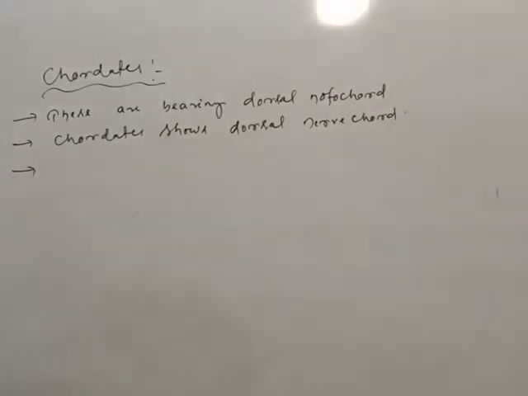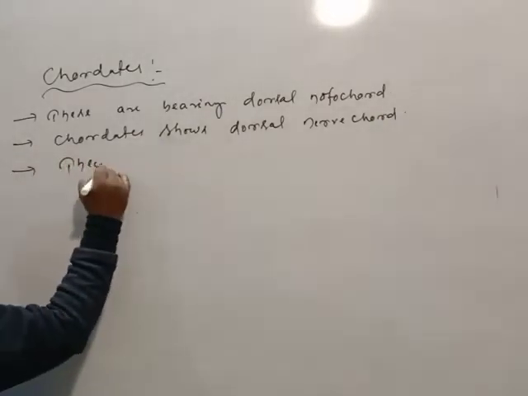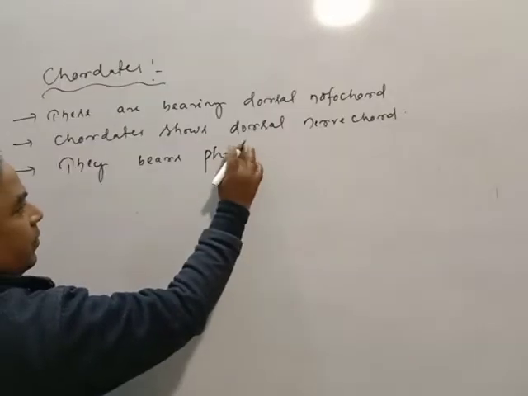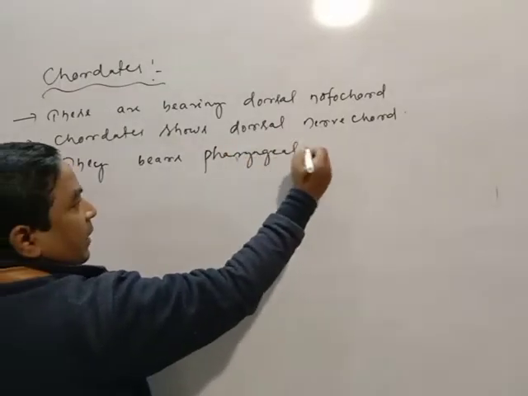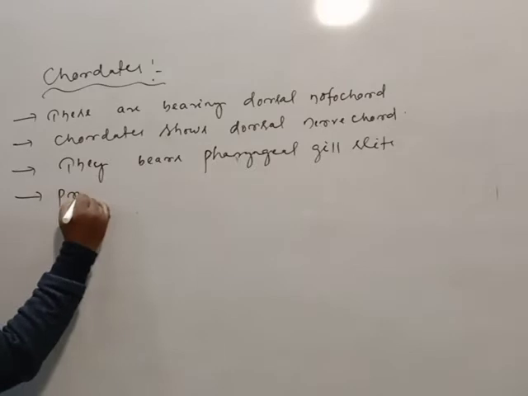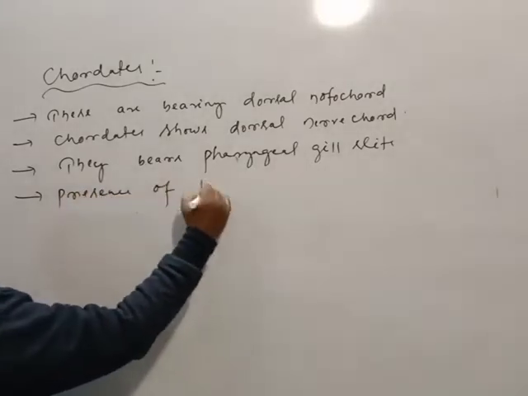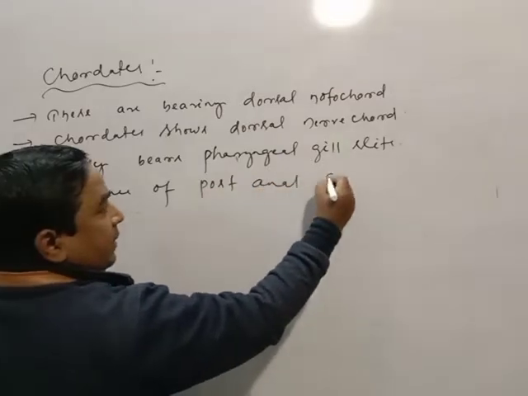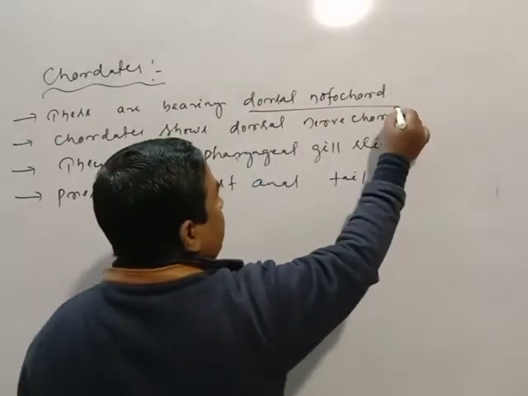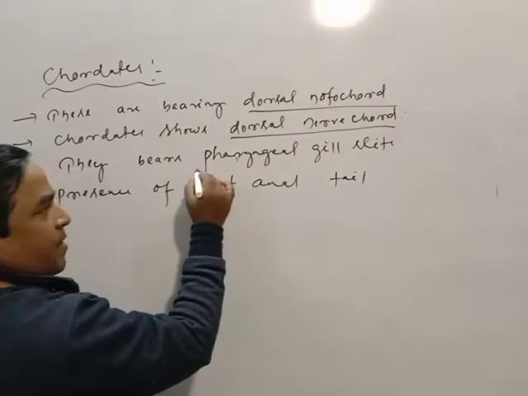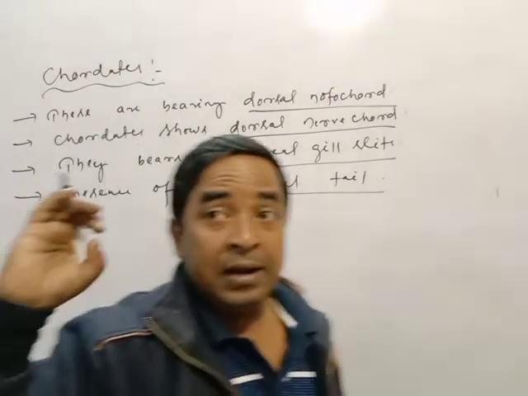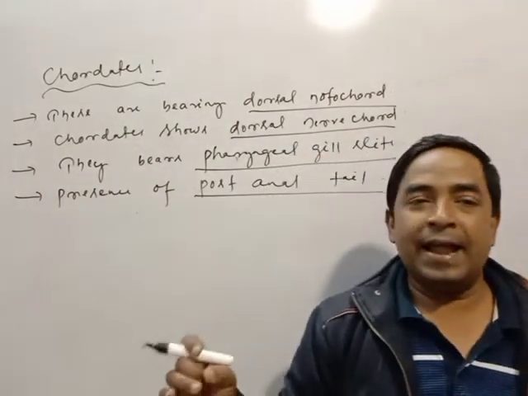Next, they bear pharyngeal gill slits and presence of post anal tail. See, presence of dorsal notochord, dorsal nerve cord, presence of pharyngeal gill slits and post anal tail. These are the four basic distinguishing characters between chordates and non-chordates.